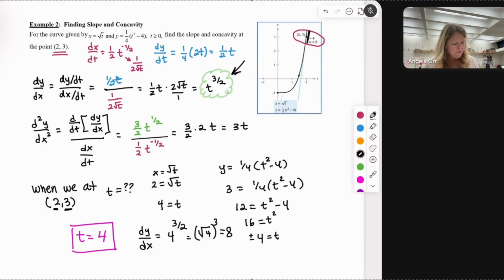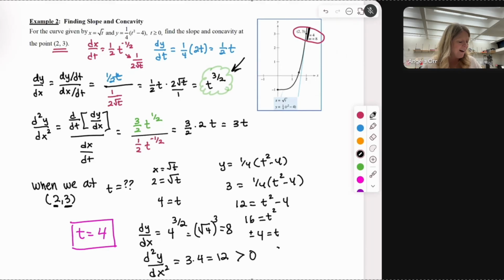Now if we look at our second derivative of y with respect to x, it is going to be 3 times 4, which is 12. Since that value of the second derivative was positive, that tells us our function is concave up. So our plane curve here is concave up at the coordinate (2, 3).